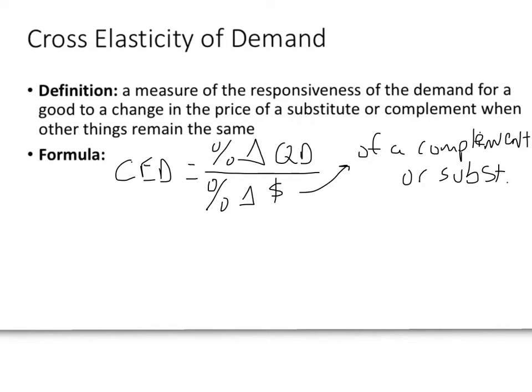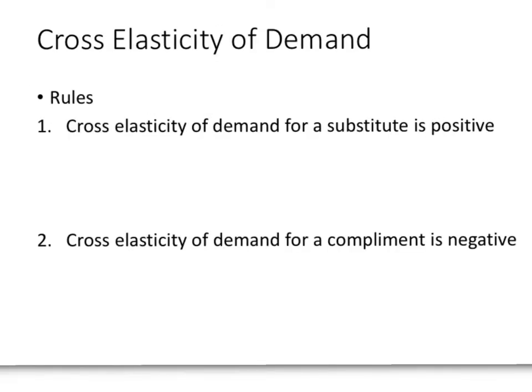Now, there are a couple of rules that will apply to this cross elasticity of demand, and they might help us understand a little bit more. So, the first rule is that the cross elasticity of demand for a substitute is always going to be positive. All right, and if you think about that, if we look at the definition of a substitute good, it's a good for which the quantity demanded will increase when the price of its substitute increases, and the quantity demanded will decrease when the price of its substitute decreases.